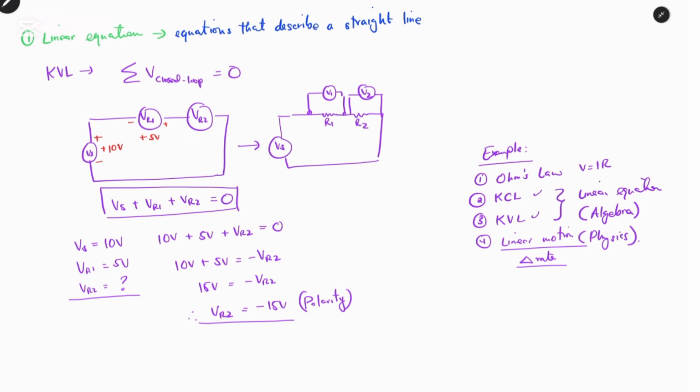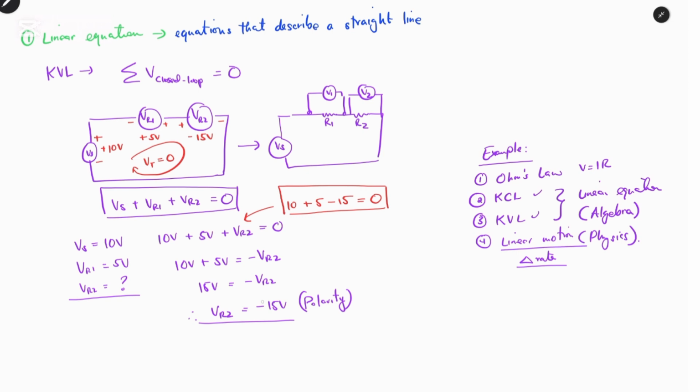VR2 will connect in such a way that this will become positive and this will become negative. Therefore, we should have 15 volts. Now when we add the voltage across a closed loop, the total voltage must be equal to zero. Therefore, from this equation, we have 10 plus 5 minus 15, which should give us 0.